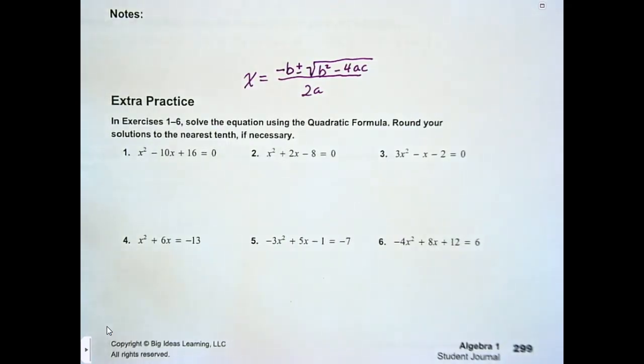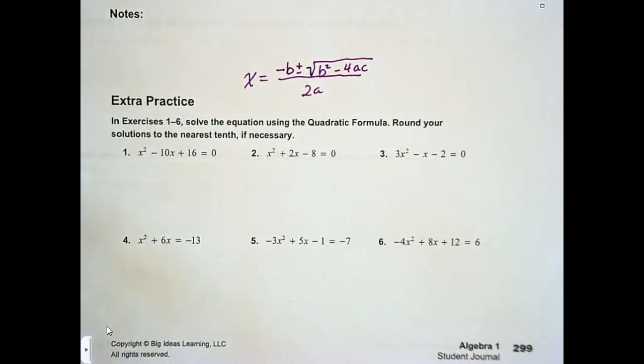So solve the equation using the quadratic formula. Round your solutions to the nearest tenth if necessary. Okay. Here's what I'd like you to do. First thing, we are going to start with problem number 1. I wrote down the problems. Let me tell you real quick. Start with problem number 1.